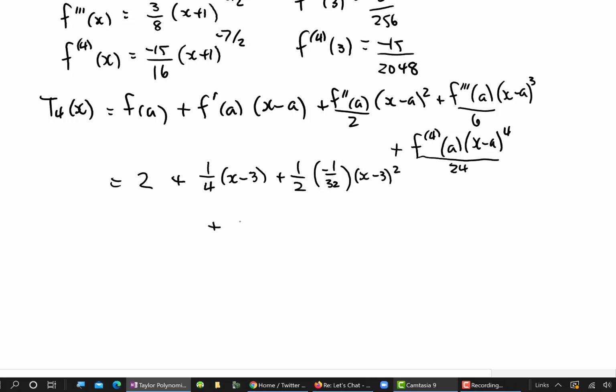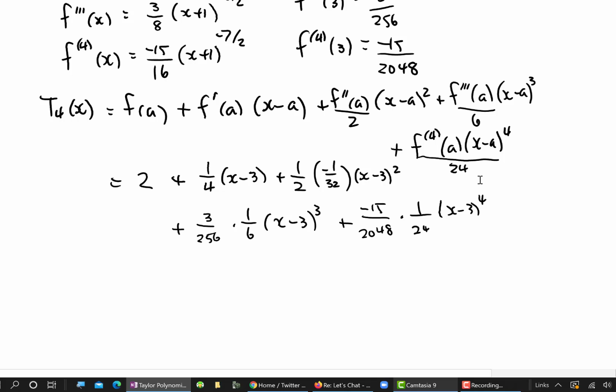I'll continue on the next line here. And then I get 3/256 times 1/6 times x minus 3 cubed. And for my final term, I get negative 15/2048 times 1/24 times x minus 3 to the power of 4. You can simplify some of these terms, and this will create a degree 4 polynomial that mimics what is happening near a equals 3 for our original function.